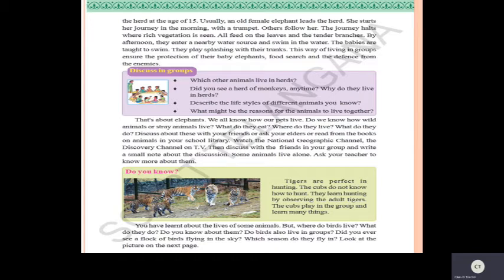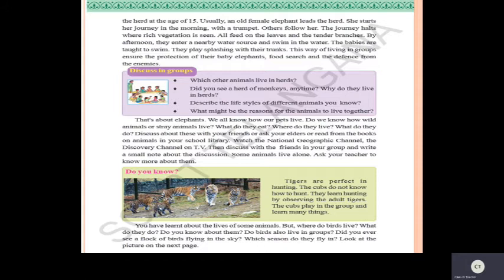You know how the elephants make sounds, right? The loud sound is called a trumpet. By hearing this trumpet, all the elephants start gathering. And what will they do? They'll move in herds. Others follow her. So the journey halts where rich vegetation is seen.